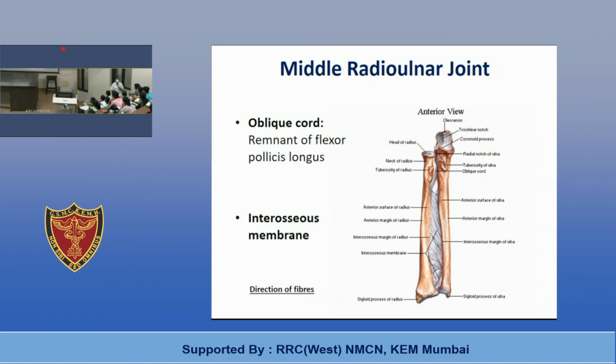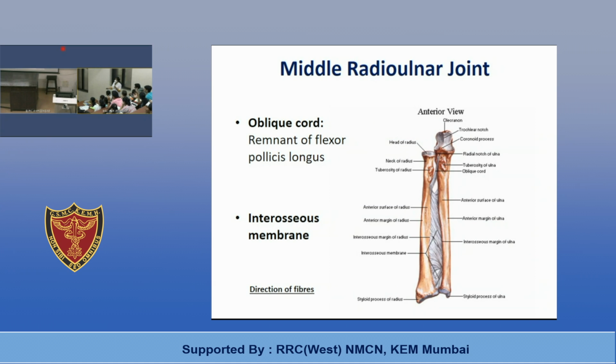Why does it enter the posterior compartment? Because the posterior interosseous artery, which is there in the posterior compartment, is not sufficient to supply the lower part, or distal part, of the posterior compartment of the forearm. So this gap is for the anterior interosseous vessels.